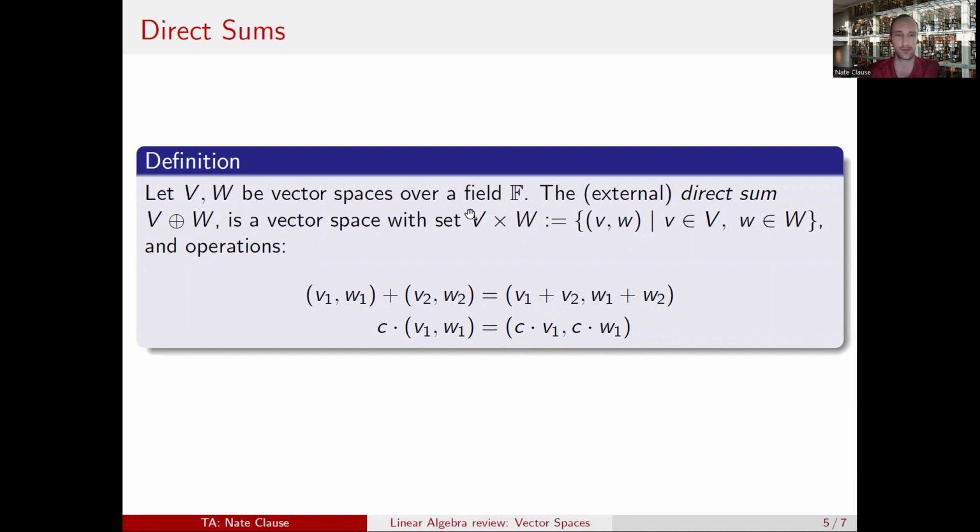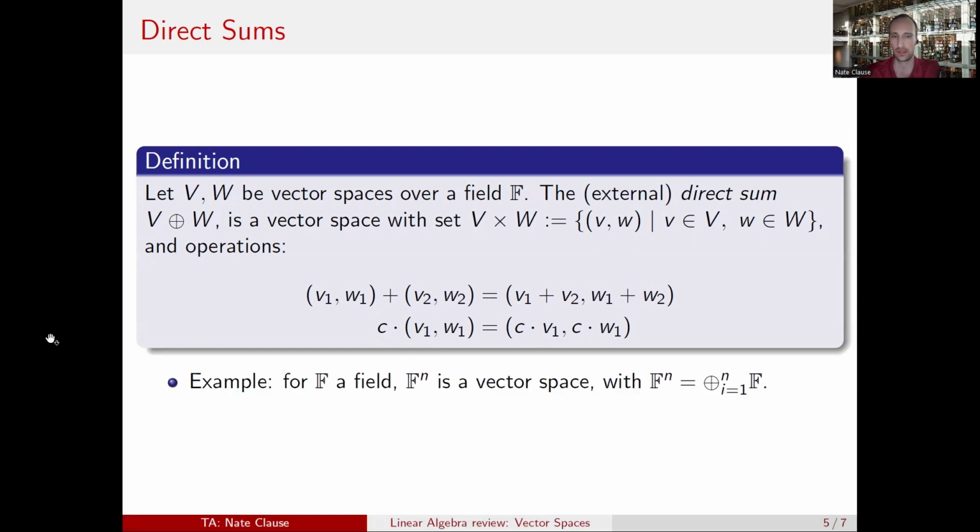If V and W are vector spaces over a field F, then the external direct sum, V plus W, is a vector space where the set is just the direct product of V and W, and the operations are addition and scalar multiplication, both coordinate-wise, as we've seen previously today. Example: for F a field, F to the n, which was noted earlier, is a vector space given by the external direct sum of n copies of the field F.